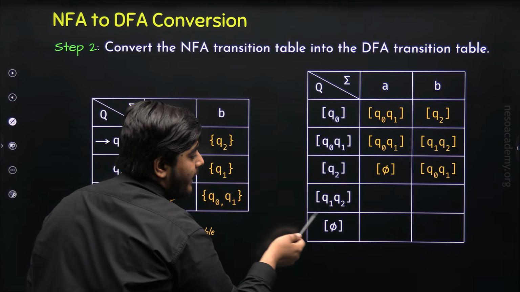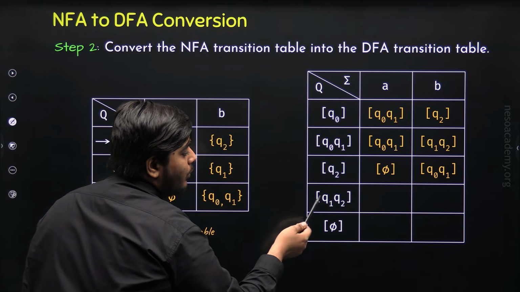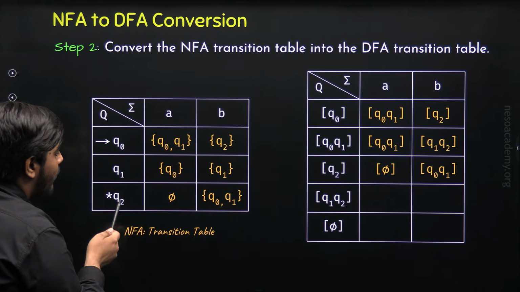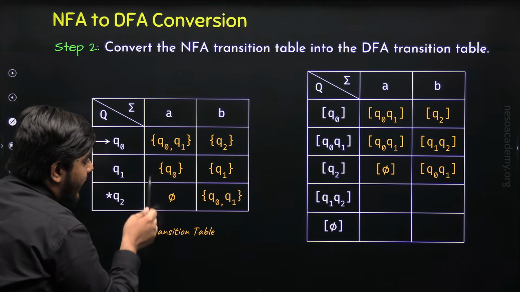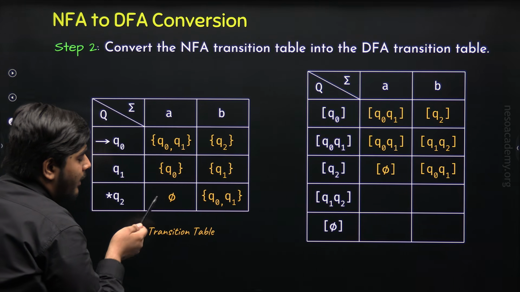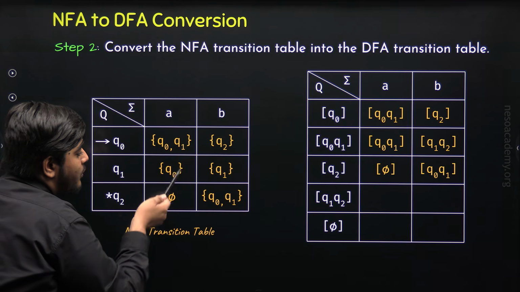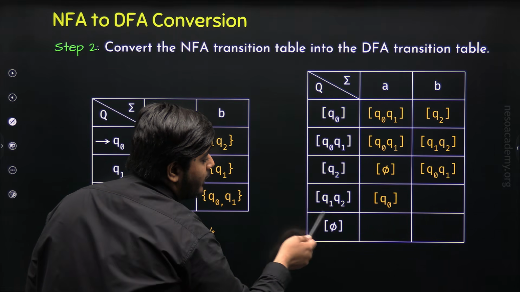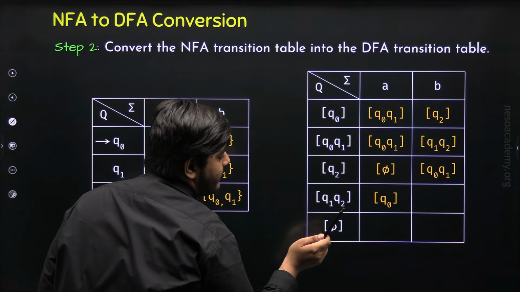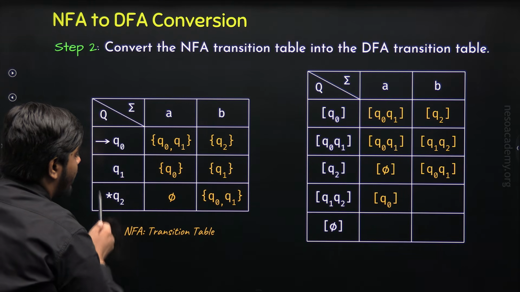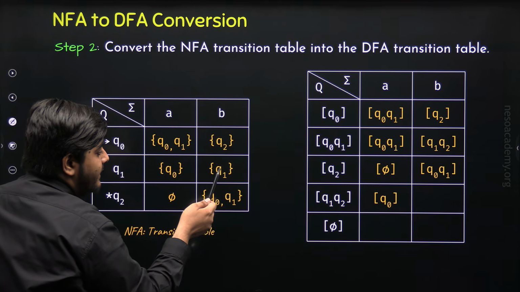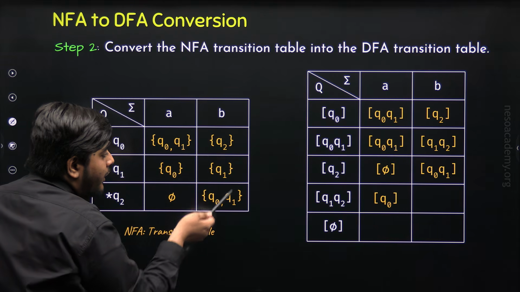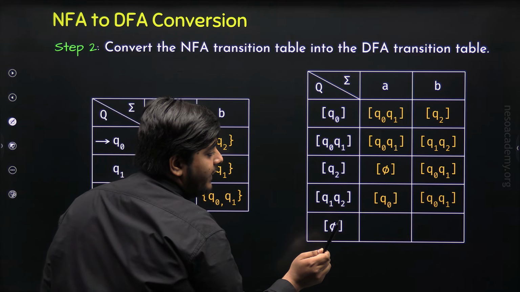Now let's talk about the state Q1, Q2. Q1, Q2, on input symbol A, what will be the next state? Q1, Q2, on getting input symbol A, the next states are Q0 and phi. Now phi is nothing, so the next state is only Q0. So here we will write Q0. Now for the state Q1, Q2 and input symbol B, what will be the next state? For the state Q1, Q2 and input symbol B, the next states are Q1, Q0 and Q1. On taking the union, we will get Q0, Q1 as a single state of the DFA.